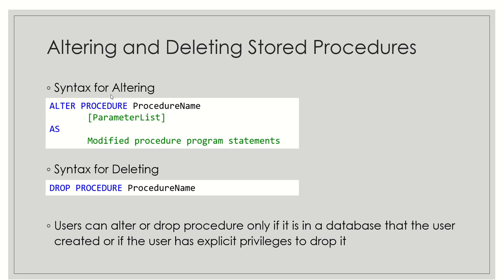I mentioned this already. If you want to change what the procedure says, just modify it using the keyword alter. If you want to remove a procedure, use drop syntax. Keep in mind you can only alter or drop a procedure if you have permission. So if you were the creator or you have explicit permissions on that database.